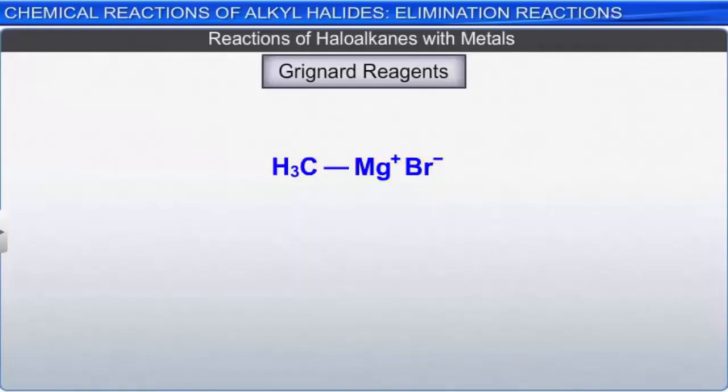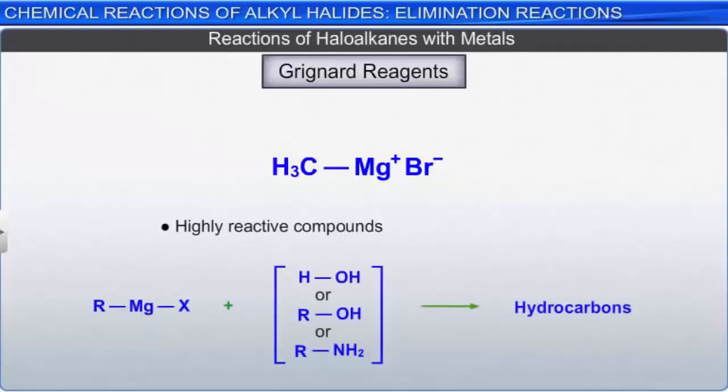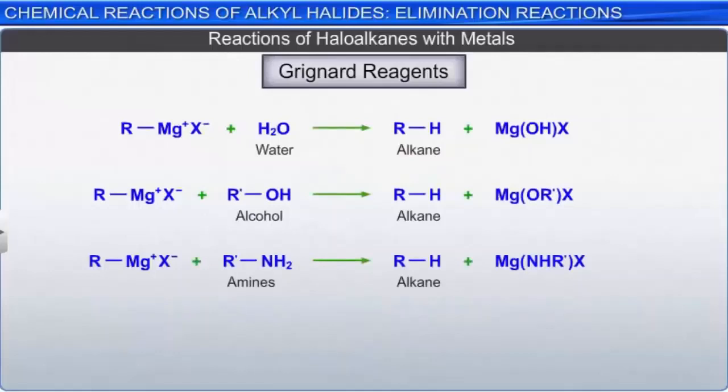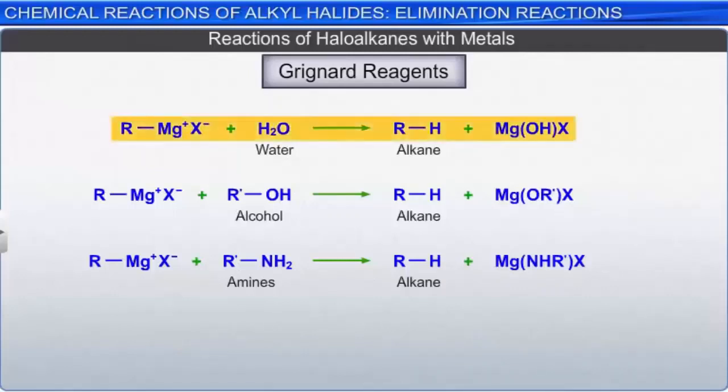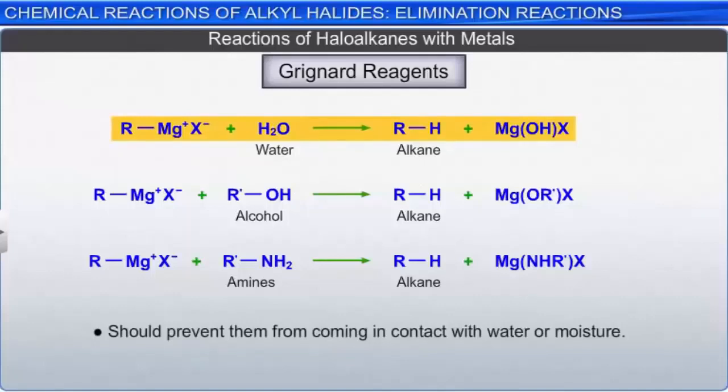Grignard reagents are highly reactive compounds. They react with any source of proton, even with weak proton donors such as water, alcohol, or amines, to give hydrocarbons. The reactions of Grignard reagents with water, alcohol, and amines to form alkanes are shown here. This is one of the methods to convert alkyl halides into hydrocarbons. Since Grignard reagents readily react with water, it is very important to prevent them from coming in contact with even traces of moisture.